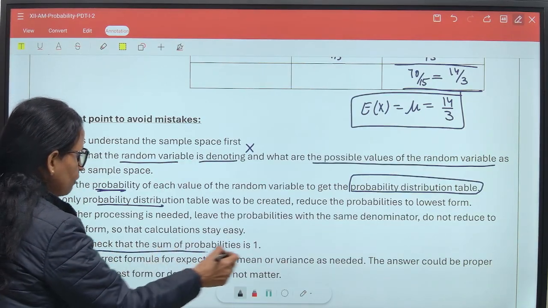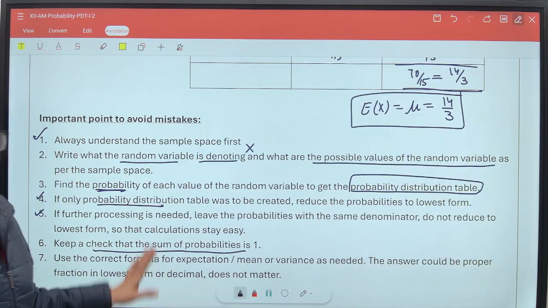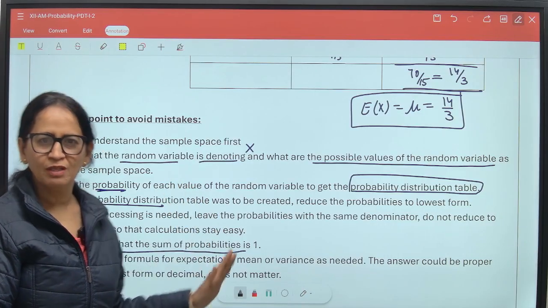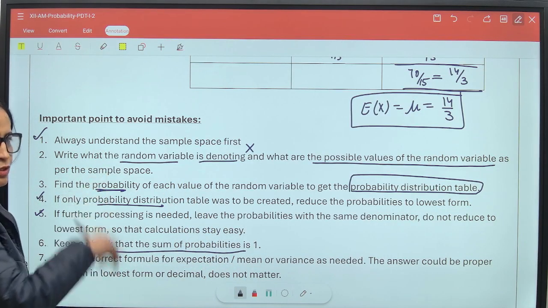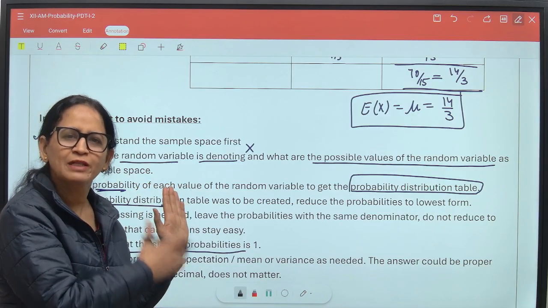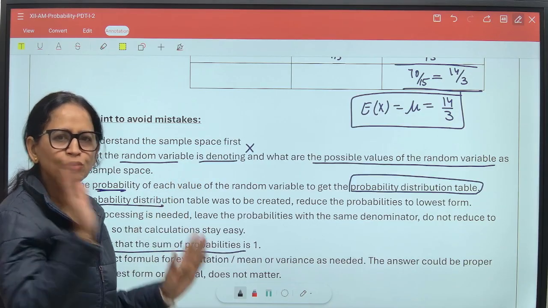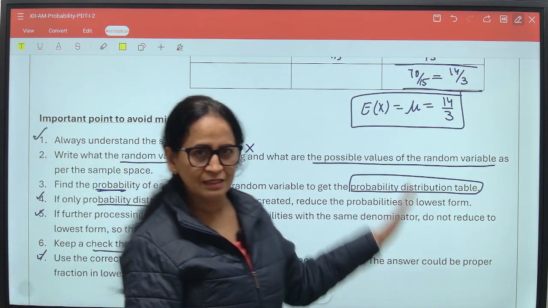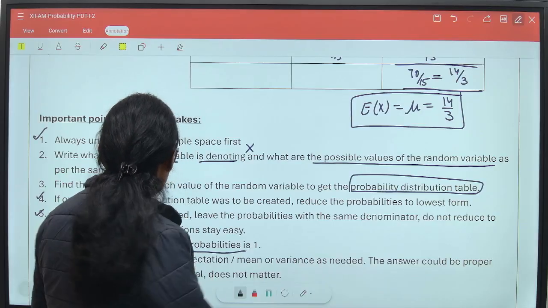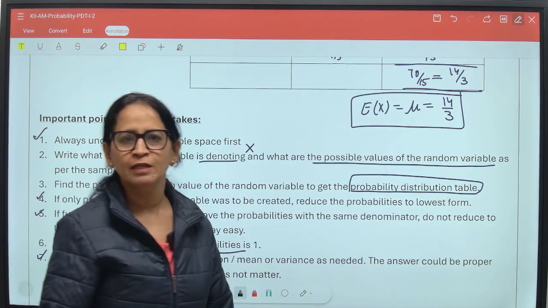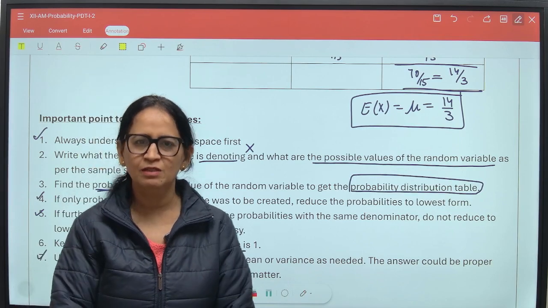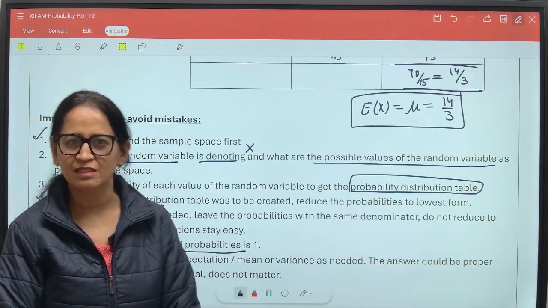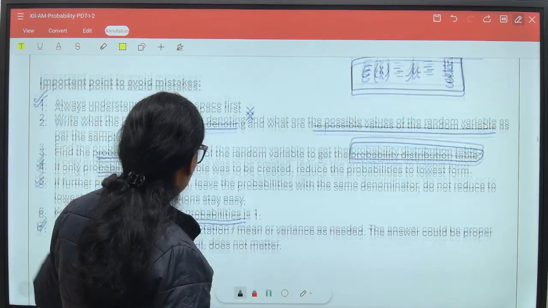Keep a check that the sum of the probabilities is 1. The sum of the probability column in the probability distribution table is always 1. So keep a check on that so that you haven't made any mistake while calculating the probabilities. The sum of all the values should always be 1. Now use the correct formula for expectation, mean or variance as needed, and the answer can be either a decimal or a fraction, it doesn't matter. Just that the answer should be in lowest form if it is a fraction, otherwise you can convert it to a decimal number. So use the correct formula and find your answer.